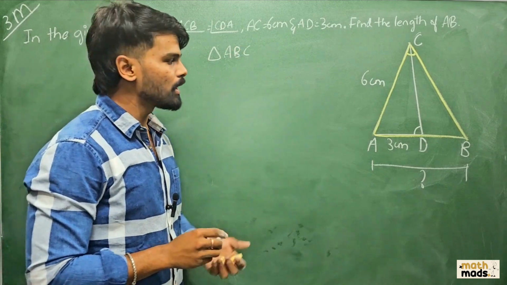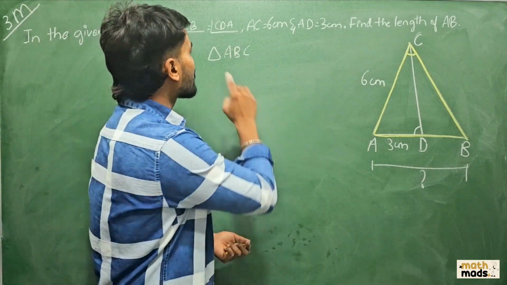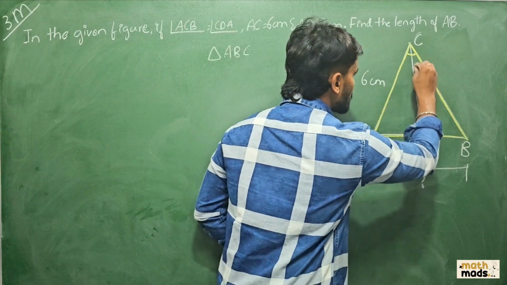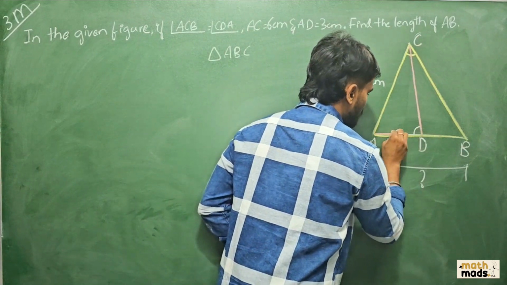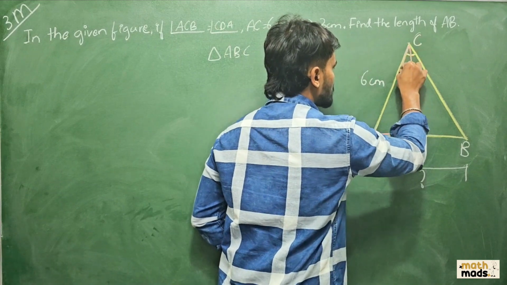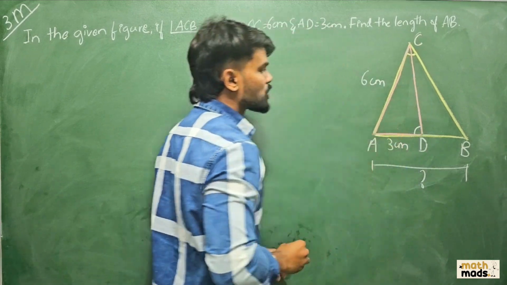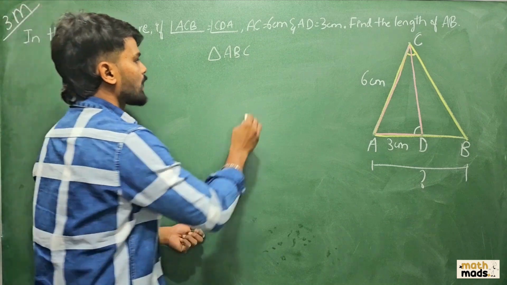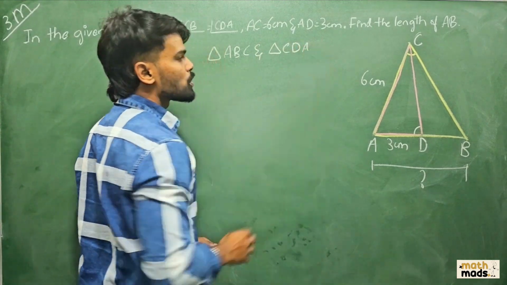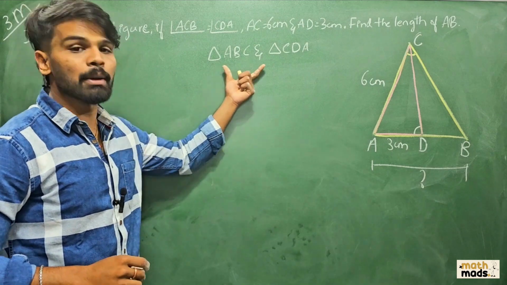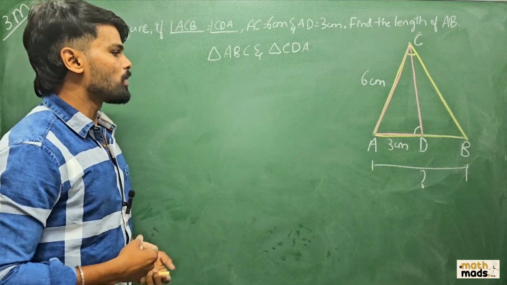You need one more triangle. Which is the other angle? Angle CDA. Where is it? It's here, right? Angle CDA, this part. So these are the two triangles which you are going to consider, and the other triangle is triangle CDA. What should we do now? We have to prove that they both are similar, then we can go forward.